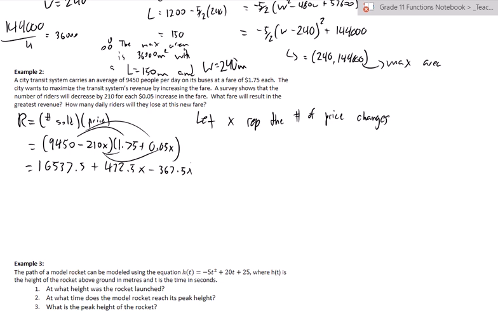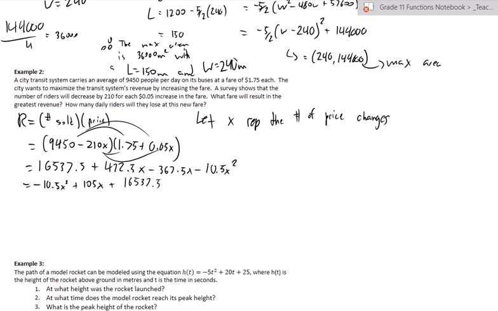And then we have negative 210 times 0.05. That's going to give us minus 10.5x squared. And then we'll simplify this. I'm going to put it in decreasing degree order, so negative 10.5x squared plus 105x plus the 16,537.5.